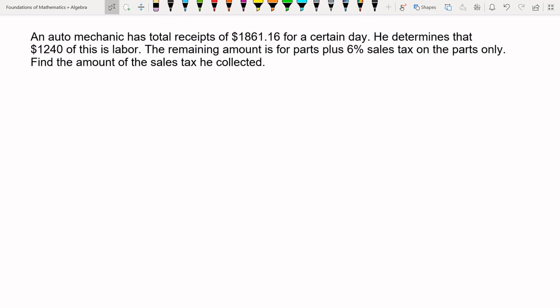An auto mechanic has total receipts of $1861.16 for a certain day. He determines that $12.40 is for labor. The remaining amount between the $1861 and $12.40, that can be like $600, something like that. That $600 is for parts plus 6% sales tax on the parts only, not of course on the labor, because that's not what sales tax is. We need to figure out what is the amount of sales tax that he collected.